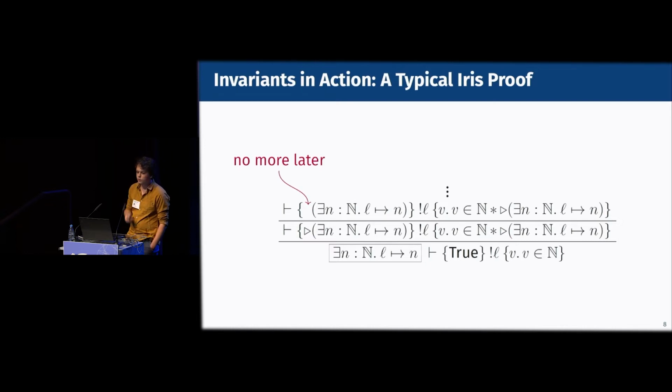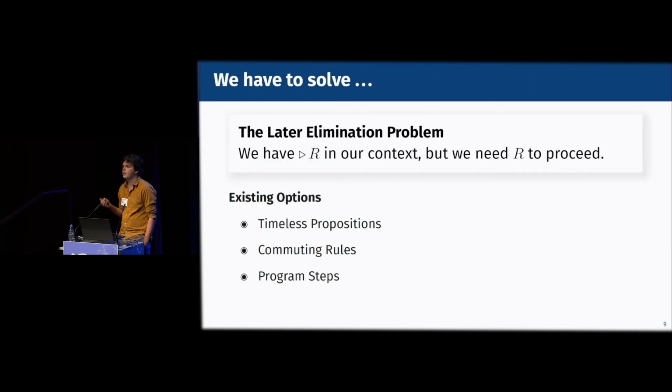And how do you do this? Well, you can't get rid of the later modality in general, but there are specific instances where you can. We call this the later elimination problem. We have later R in our context, but we need R to actually proceed in our proof. And before this work, there were 3 existing options that you could use.